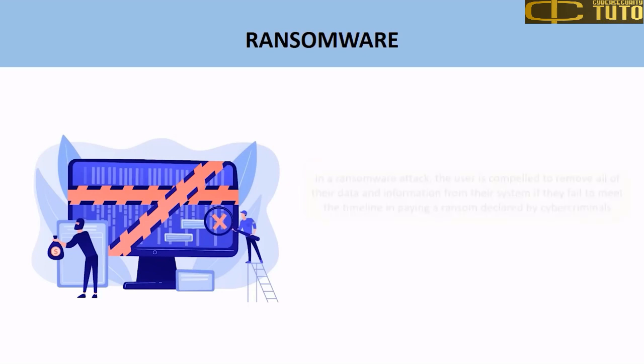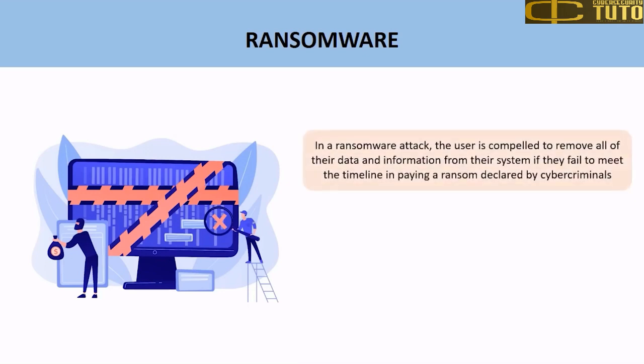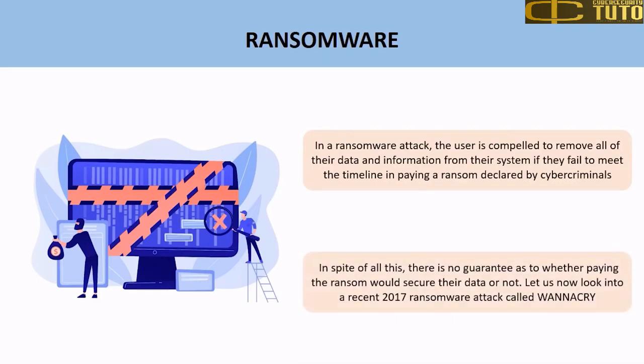The next type of cyber attack is called ransomware. In a ransomware attack, the user is compelled to give up all of their data and information from their system if they fail to meet the timeline in paying a ransom declared by cybercriminals. In spite of all this, there is no guarantee as to whether paying the ransom would secure their data or not. Let us now look into a recent 2017 ransomware attack called WannaCry.